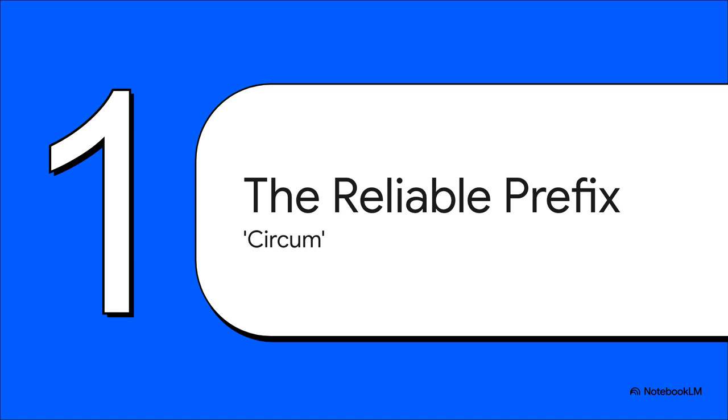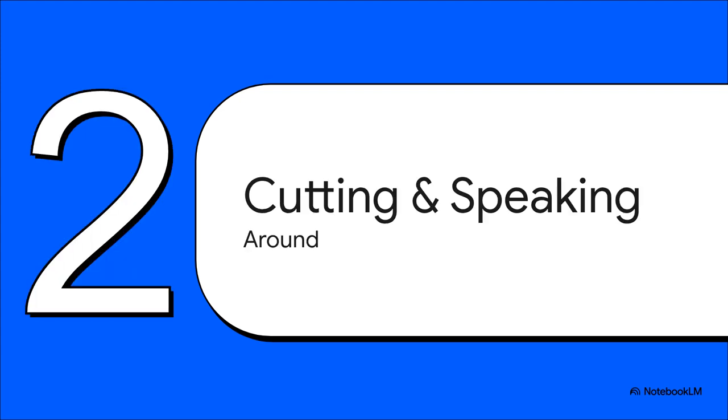It's Latin, and the beautiful thing about it is its consistency. It's so reliable. No matter where you see it, circum always means around or about. That's our North Star for today. So let's see this prefix in action. We'll start with two very different ideas. The act of physically cutting around something, and then the act of talking around it.